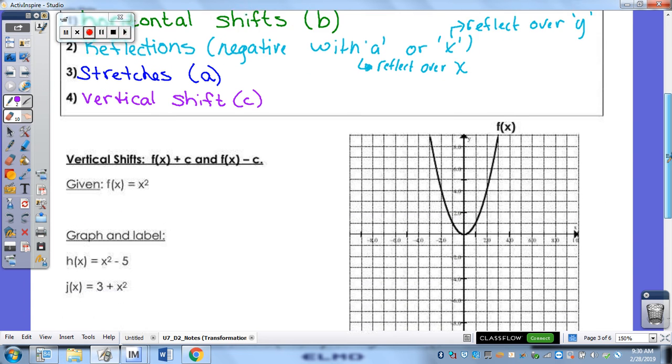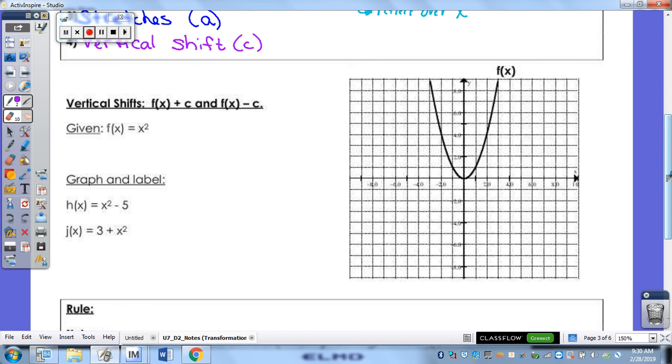So let's take a look at some examples here. So I've already graphed for you f of x equals x squared. So we want to graph and label h of x equals x squared minus 5. Now, since this is at the very end, this minus 5 just means we're going to move down 5. So we don't even need to get a table of values. All I'm going to do is go to the graph that I have, and take each point and move them down 5.